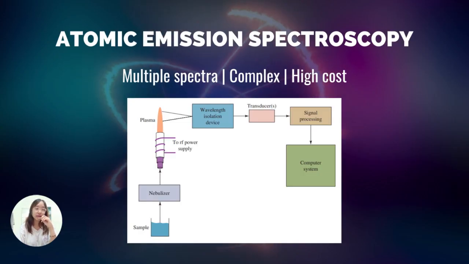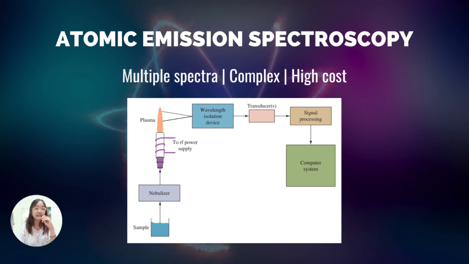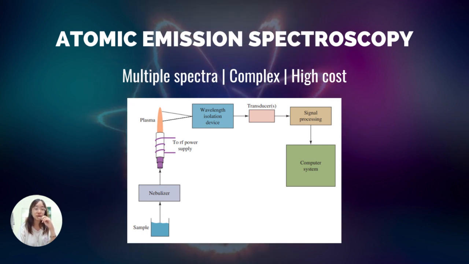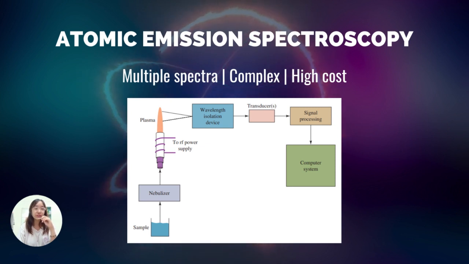Atomic or ionic emission from the plasma is separated into its constituent wavelengths by the wavelength isolation device. This separation can take place in a monochromator, a polychromator, or a spectrograph. The isolated radiation is then converted into electrical signals by a single transducer, multiple transducers, or an array detector. The electrical signals are then processed and provided as input into the computer system.